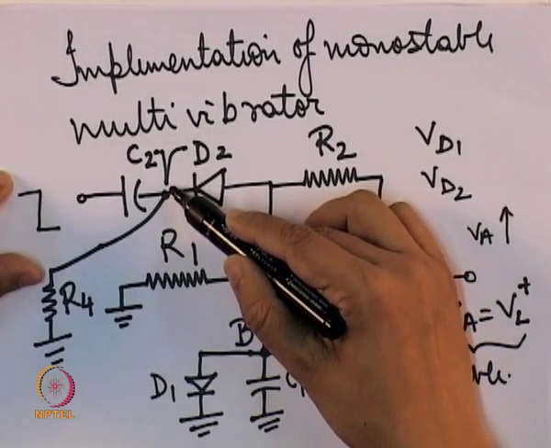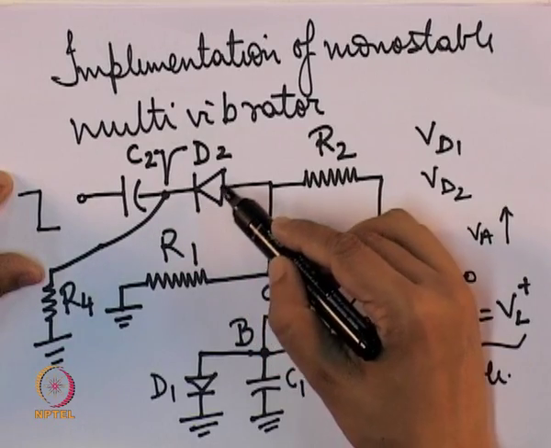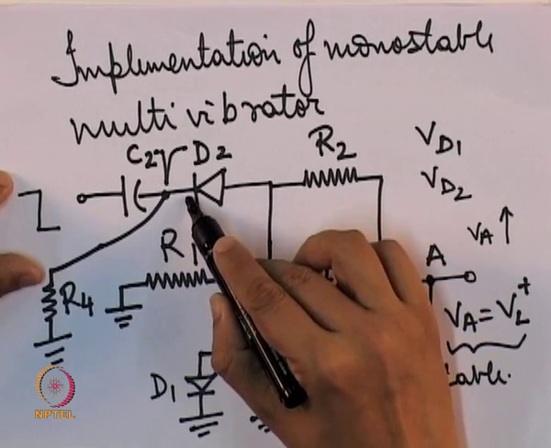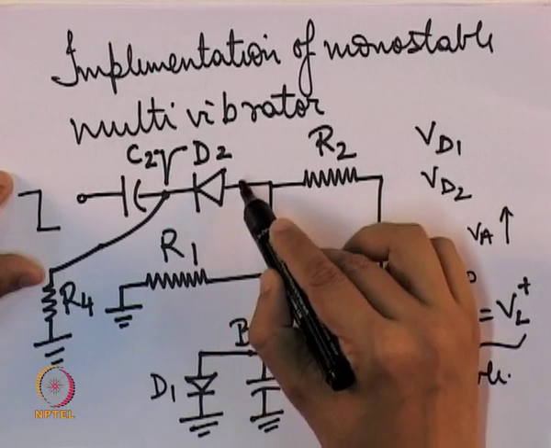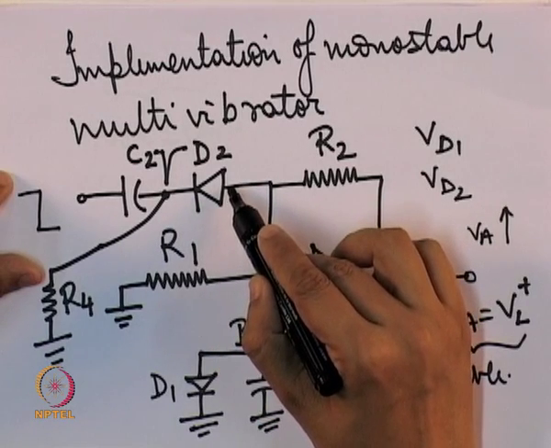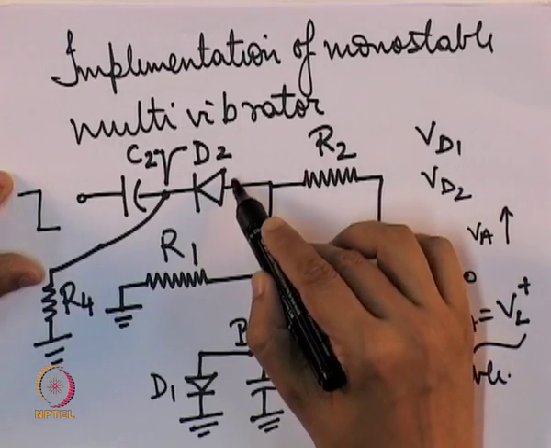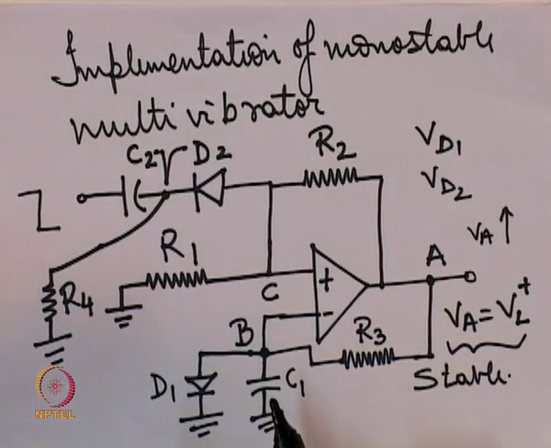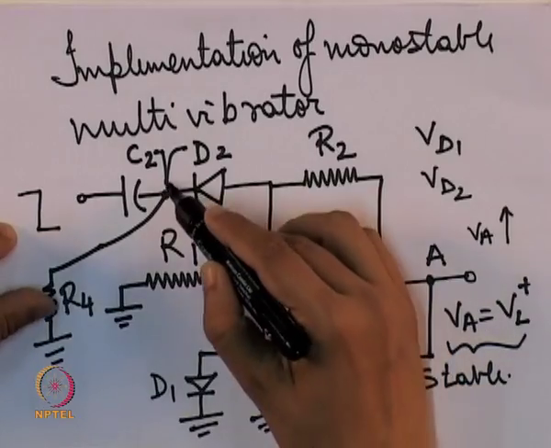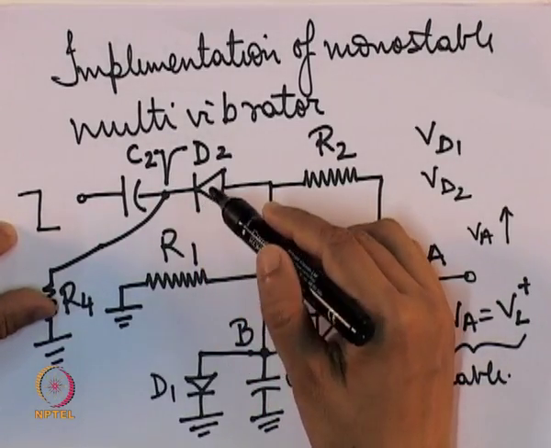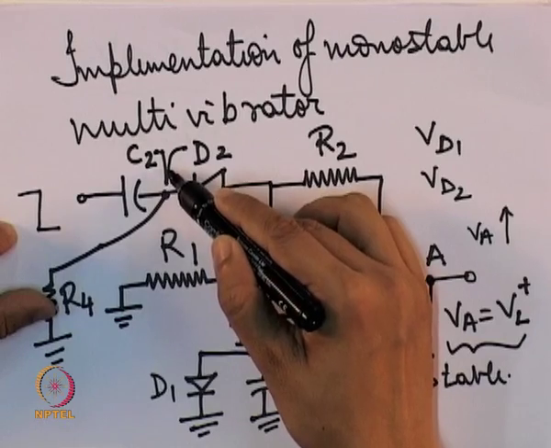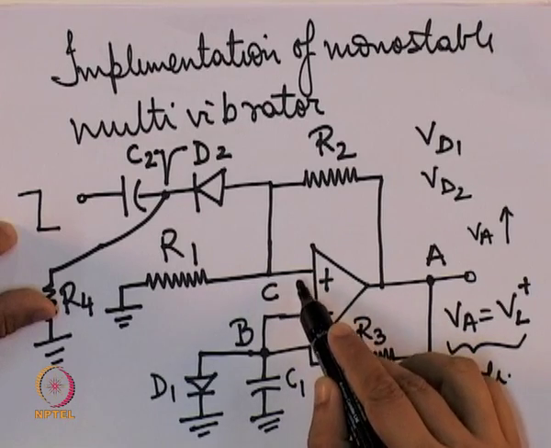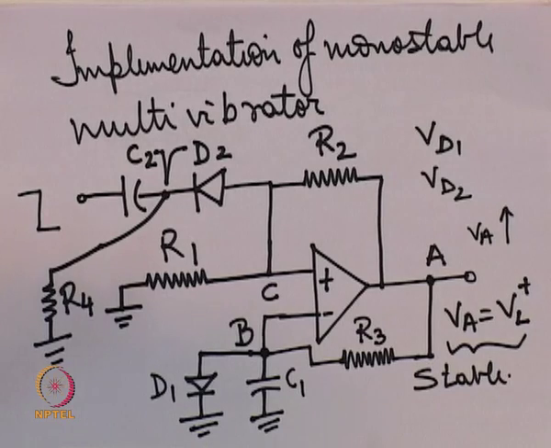Because of this negative spike, D2 becomes momentarily forward biased. If I introduce a negative spike at this terminal of the diode D2, this terminal will become highly negative, whereas this terminal remains at whatever voltage it had previously. As a result, D2 becomes momentarily forward biased, and this spike voltage is also transmitted to the non inverting terminal of the op amp.